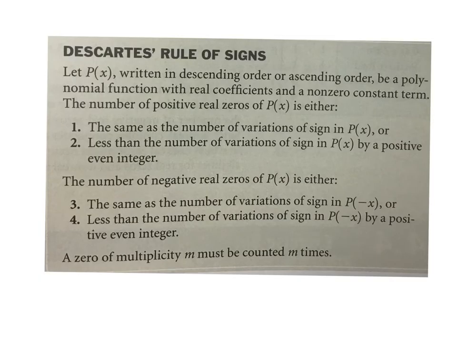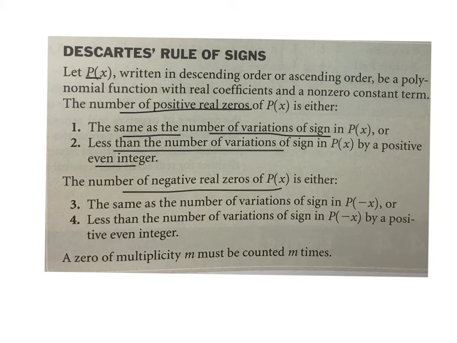Descartes' rule of signs. We're going to end hopefully on an easy note. What Descartes' rule of signs says is that you can figure out how many positive answers and negative answers you should have just by counting sign changes. If you have a polynomial written in descending order, the number of positive real zeros is either the number of sign changes, or less than that by an even integer.